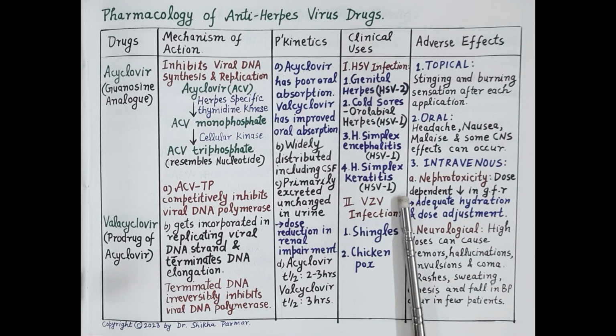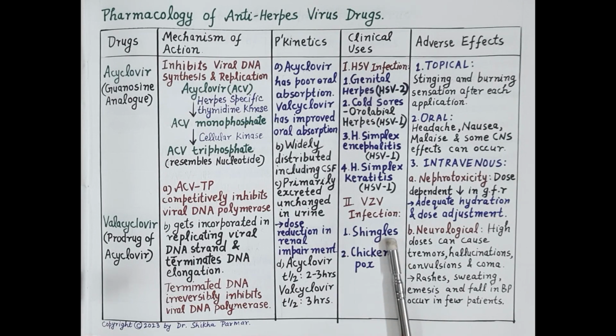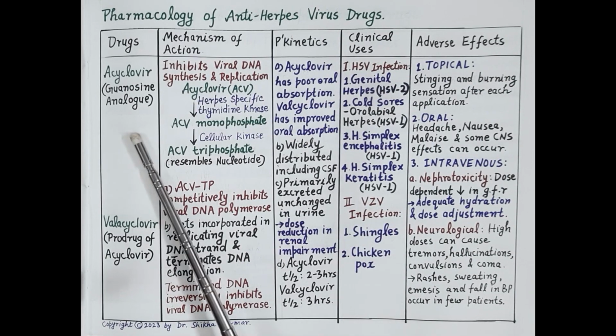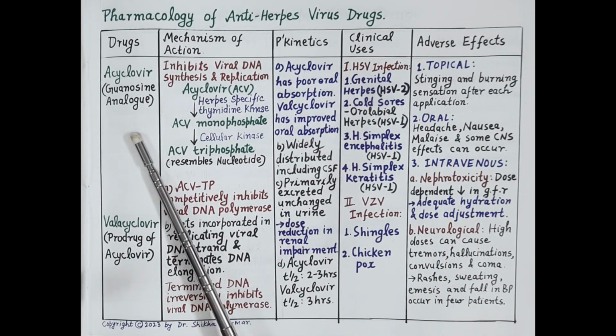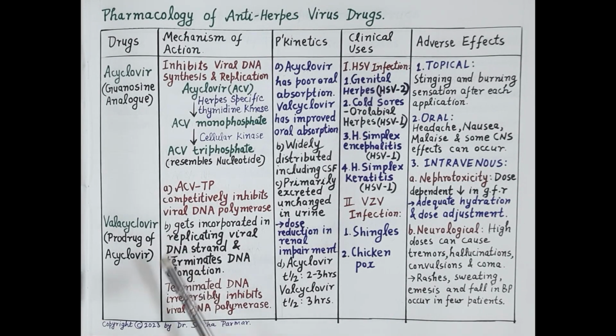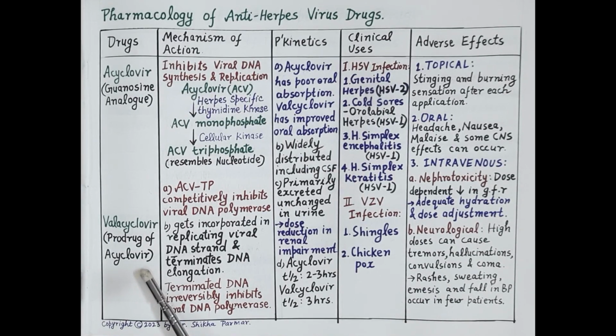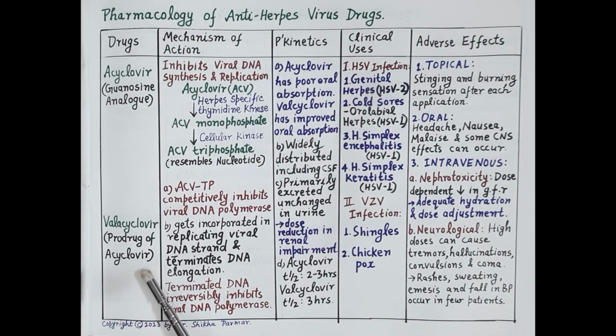Besides HSV-1 infections, these drugs are also used for the treatment of shingles and chickenpox caused by varicella zoster virus. Now, acyclovir is used topically as cream, orally as well as by intravenous route, while valacyclovir is given orally. Since absorption of valacyclovir is quite good compared to acyclovir, valacyclovir has many a times replaced IV acyclovir.